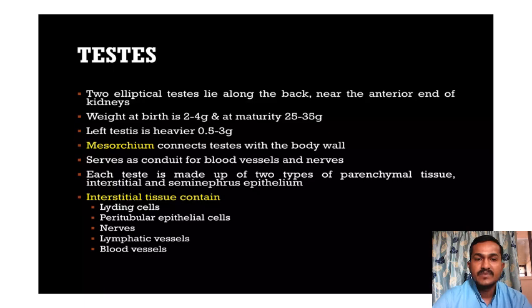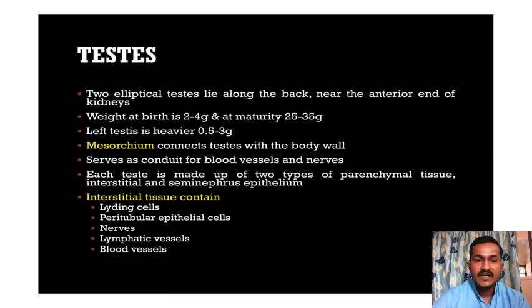Then the weight at birth is 2 to 4 gram, and at maturity 25 to 35 gram. Whenever chicks are 1 day old, the testes weigh only 2 to 4 gram. And when completely matured, the testes attain a weight of 25 to 35 gram. Next, the left testis is heavier. The left testis is more functional, and comparatively heavier than the right testis.